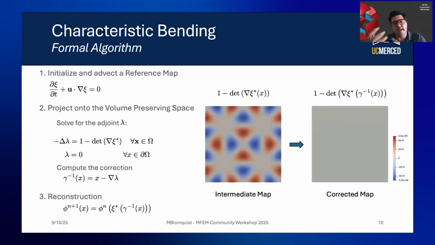Now we can formalize this algorithm. First, we start with the advection of the reference map. We initialize it, we advect this over one time step, we measure the deviation from the volume preserving space, and then solve a Poisson equation to do this volume preserving projection. What that does to the map is clean it up to within second order. And then we can reconstruct the solution using the corrected map.